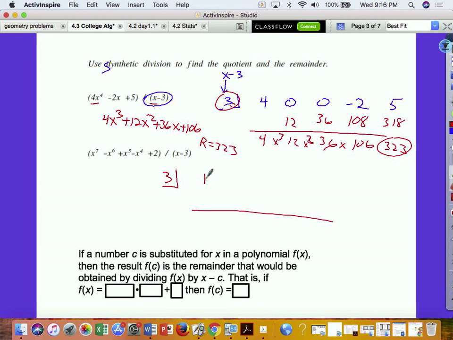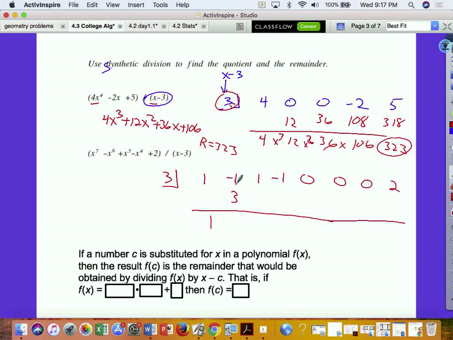One, x to the 7th, 0x to the 3rd, 0x squared, 0x, and a constant of 2. One. Bring it straight down. Now multiply, add, multiply, add, multiply, add.